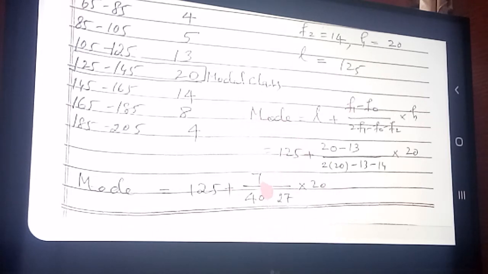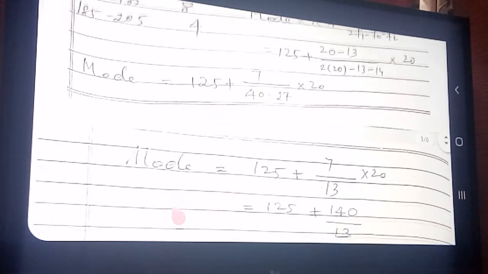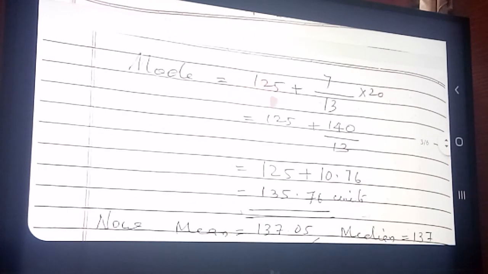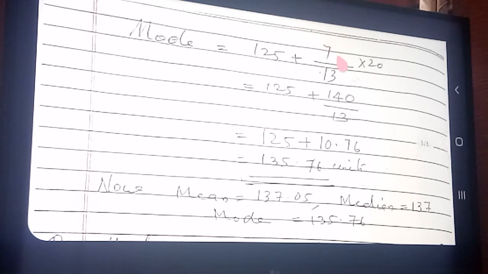Go to the next page. So mode is equal to the same: 125 plus 7 by 13 into 20. 7 into 20 how much? 140. 140 by 13. So how much is 140 by 13? 10.76. So 125 plus 10.76 is 135.76. Then your question says, compare them.